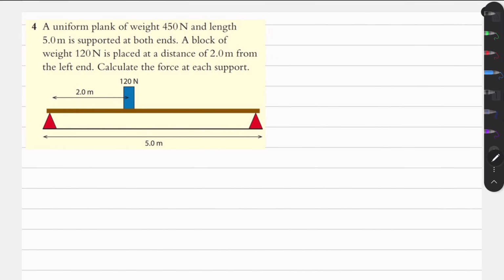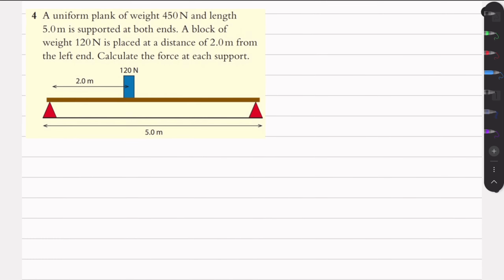All right, now we will move to a little bit more difficult problems. So we have a uniform plank. We're told that the plank itself has a weight of 450 newtons and it is 5 meters long. We have this 120 newton block in the middle, 2 meters from the left pivot, and we need to calculate the force at each support. So what we can do here, at the start when we're still learning these problems, is always draw a free body diagram.